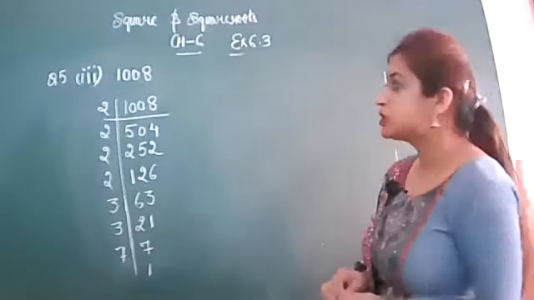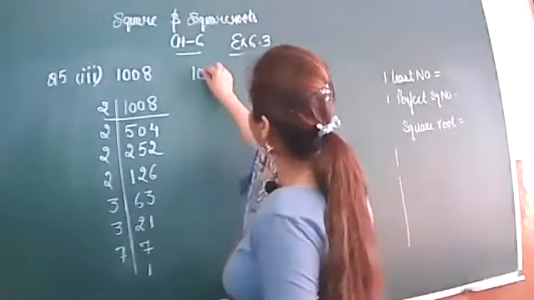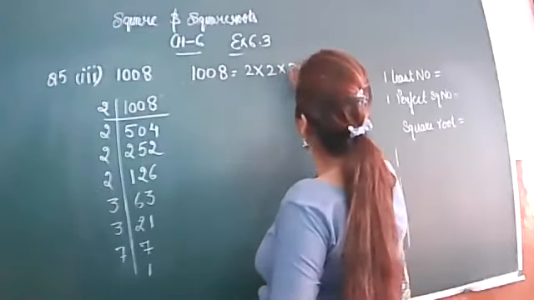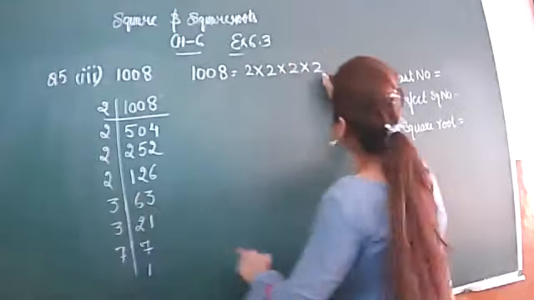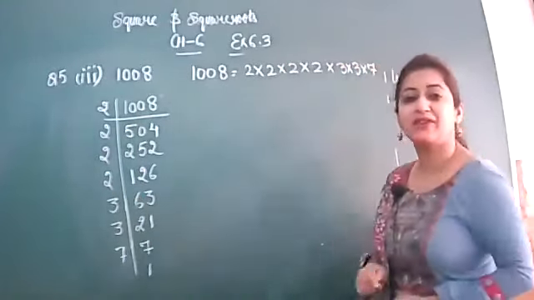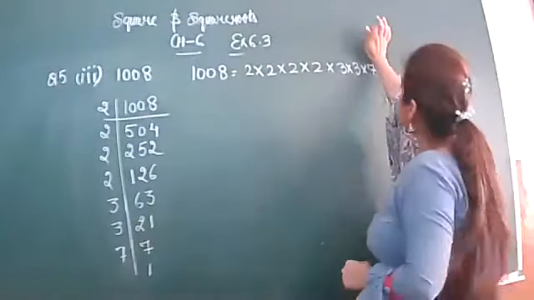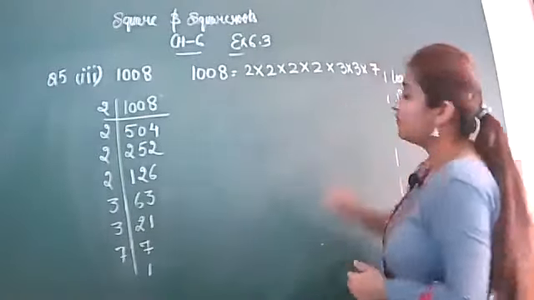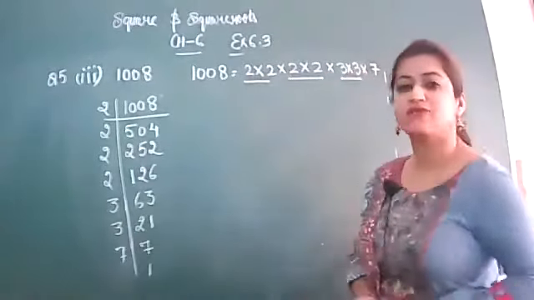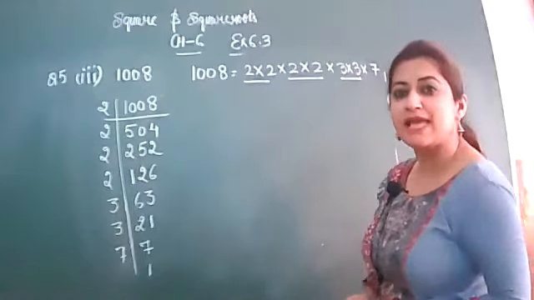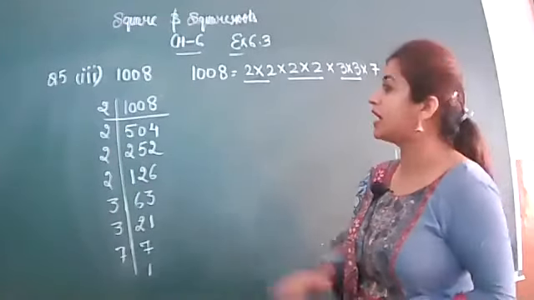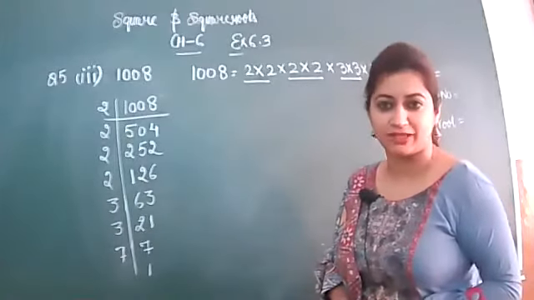Is it clear? As you can see, 1008 has the factors 2 × 2 × 2 × 2 × 3 × 3 × 7. 2 occurs 4 times, 3 occurs 2 times, and 7 occurs 1 time. The 7 is missing its pair. 2 and 3 form pairs, but 7 does not occur in a pair. It remains unpaired. So this number is not a perfect square.